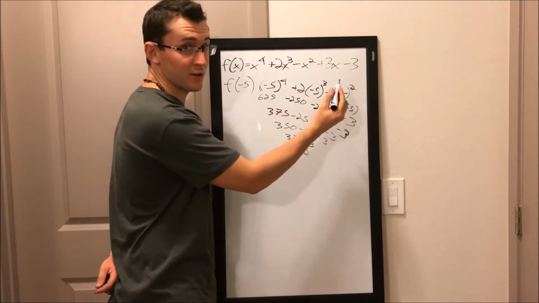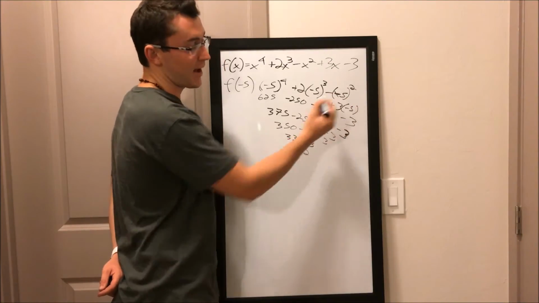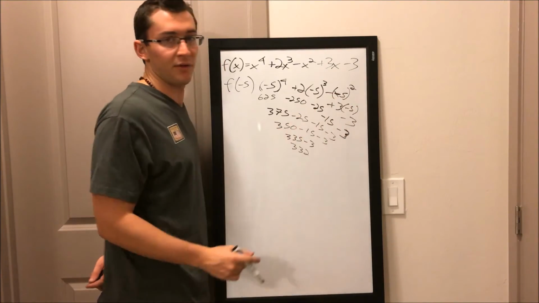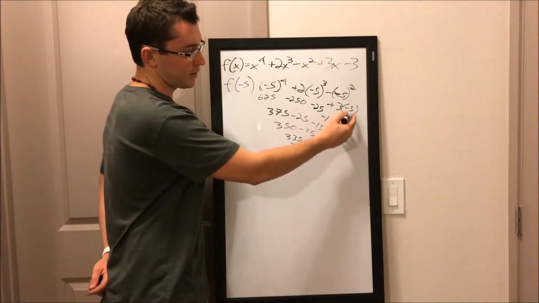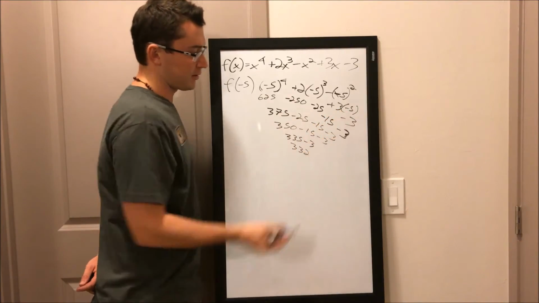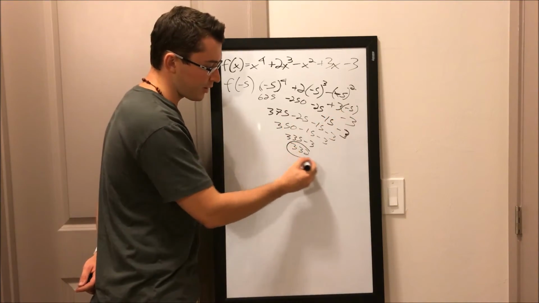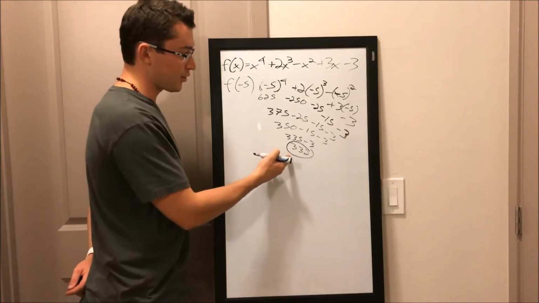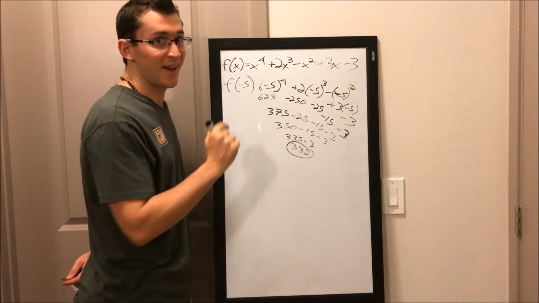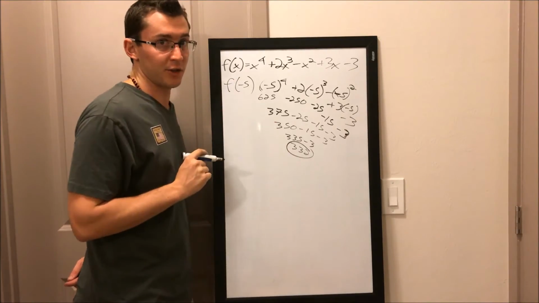So -5 squared is a positive, but then I got minus that. So then it becomes -25. So +3 times -5, minus 15, minus 3. So you go through all that and you get 332. So that's your answer for the substitution portion. Now we do synthetic division.